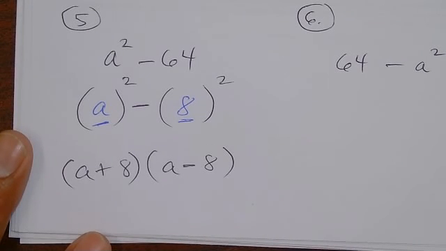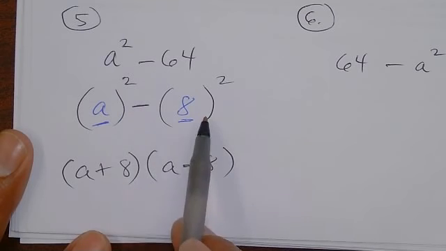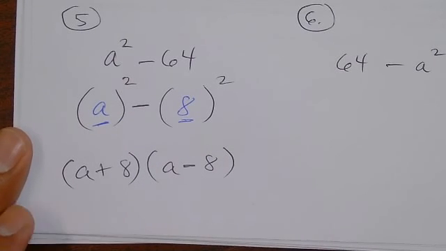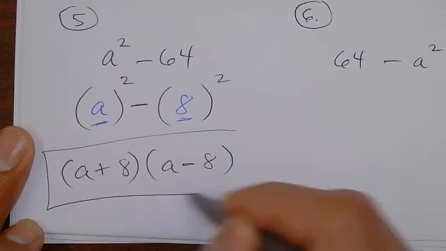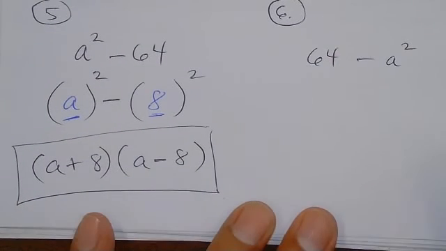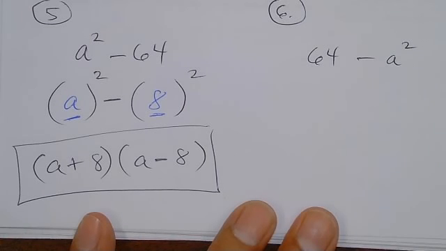A, 8, A, 8, plus minus. Isn't it the same thing that I'm telling you? Yeah, it is. If you're convinced that this is a difference of squares, you just got to figure out what's being squared here and what's being squared here. We got it? So that's correct for number 5.